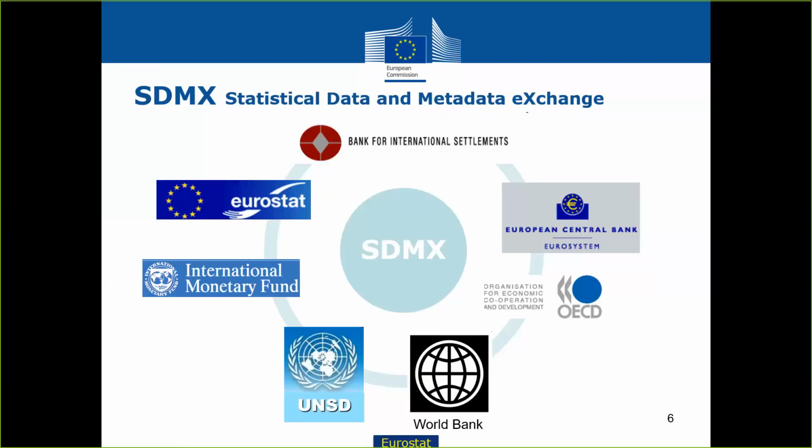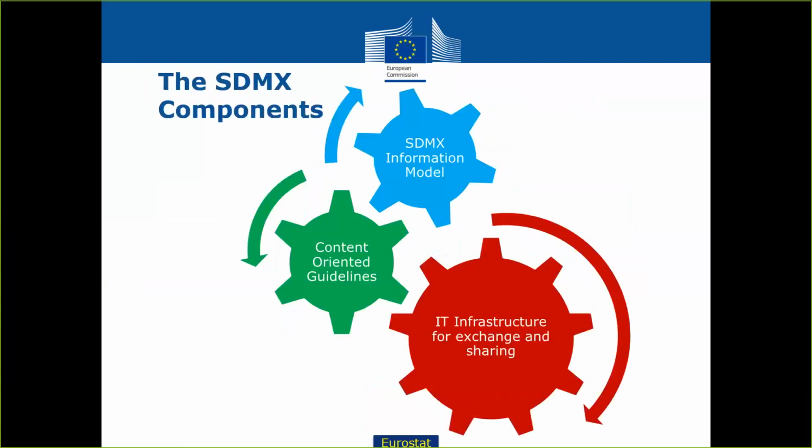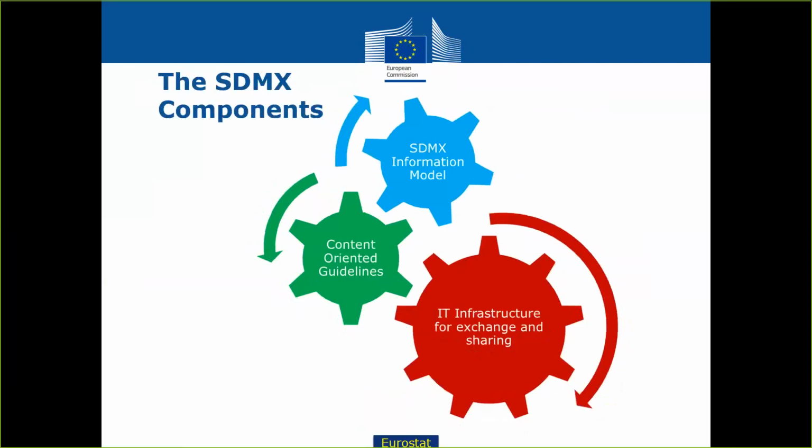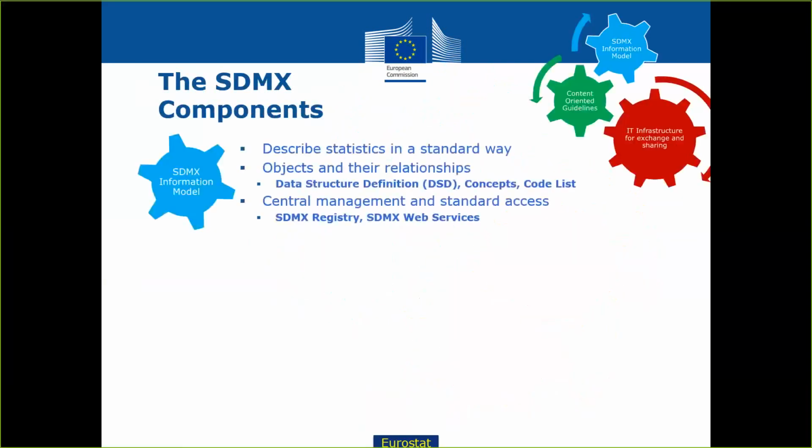So that is about SDMX as an initiative, how it operates, and the institutions that sponsor the SDMX standard. In terms of what the SDMX standard does, we usually talk about three pillars: the SDMX information model, the content-oriented guidelines, and the IT infrastructure. In the SDMX information model, there are currently 17 different artifacts, and it describes the relations among these artifacts.